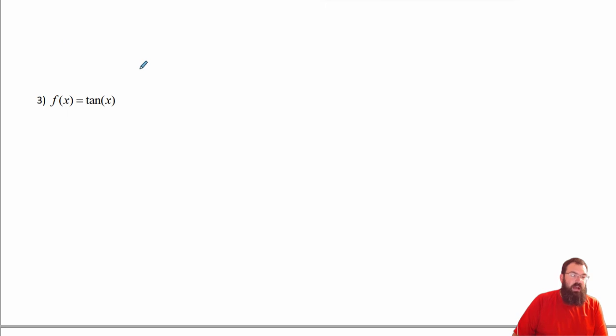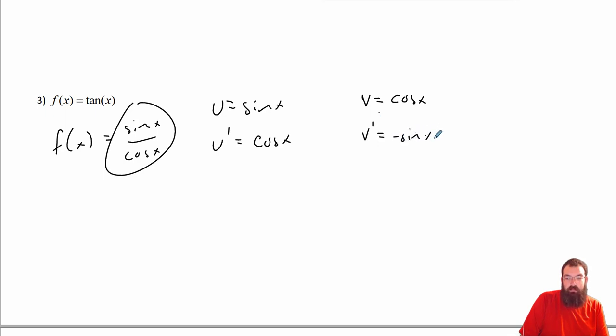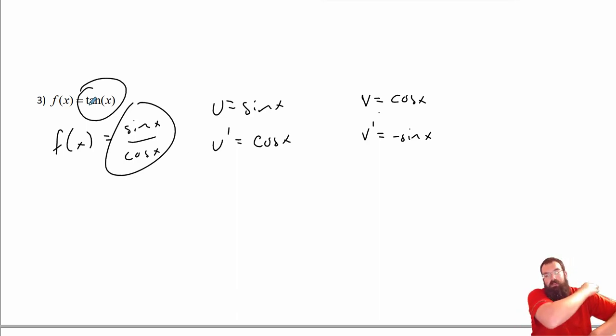Here, tangent of x. Now we haven't gotten to what the derivative of tangent of x is yet. But we can use the quotient rule on this because it's the same as sine of x over cosine of x. So now we can use the quotient rule: u is sine, u prime is hopefully cosine, you remember. We get v is cosine, and then v prime is negative sine. Even if you forget the derivative of tangent, remember it's like secant something, I don't even remember. I don't have to, because you can still break it up into the quotient rule and go from there.